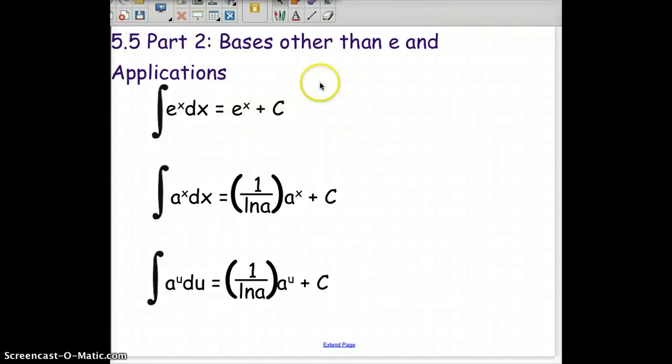And here's 5.5 part 2, another short video for you. Bases other than e and applications.